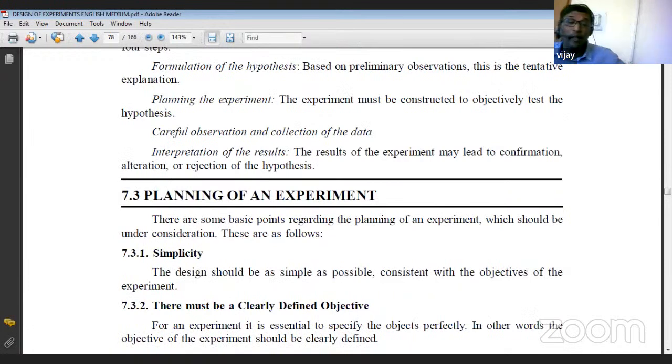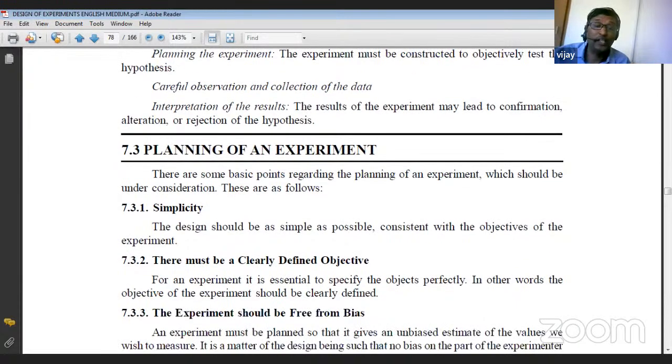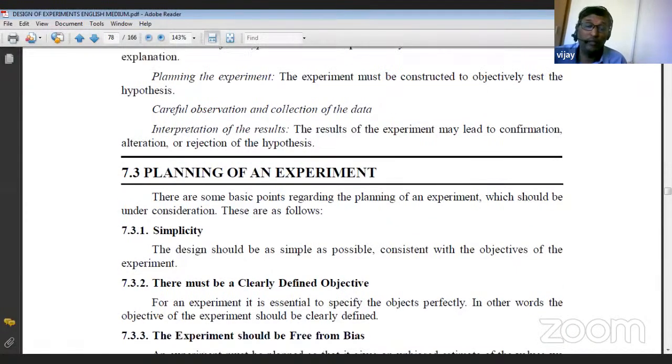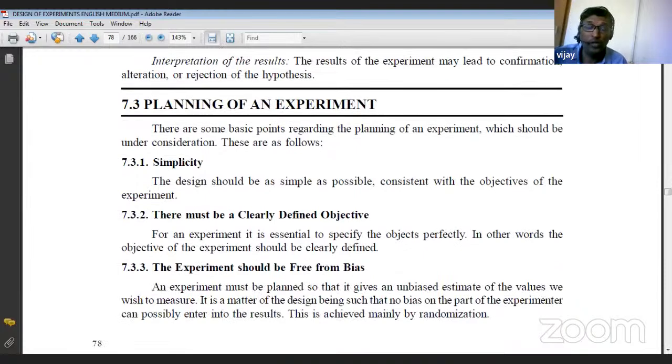Now we take care of planning of the experiment. There are some basic points regarding the planning of an experiment which should be under consideration. Simplicity: the design should be as simple as possible, consistent with the objectives of the experiment. There must be a clearly defined objective. For an experiment to be useful, it is essential to specify the objective precisely. In other words, the objective of the experiment should be clearly defined.